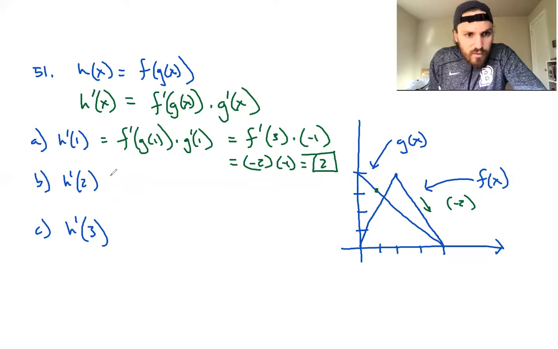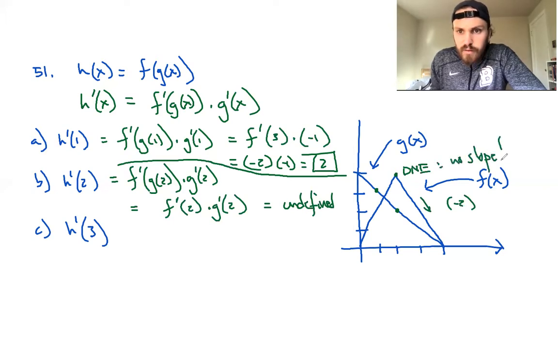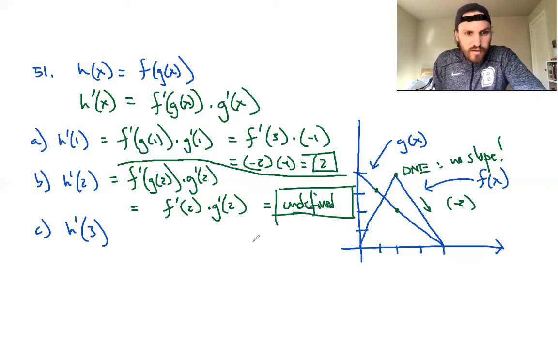Now, h prime of 2 is going to be f prime of g of 2 times g prime of 2. Let's make a little line here. So this is going to be f prime of, let's see, g of 2. So here's 2, g of 2 is 2. So it's going to be f prime of 2 times g prime of 2, which is going to be undefined. And the reason it's going to be undefined is that f prime of 2 does not exist, right? No slope right there. So no way that we can find this. So we'll just say that it's undefined or does not exist.